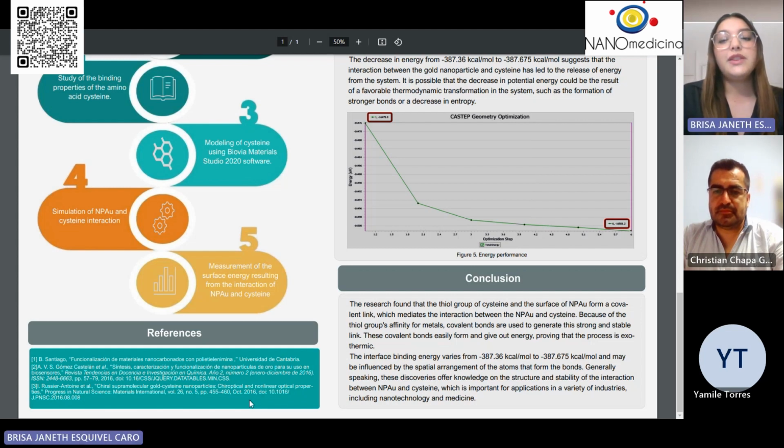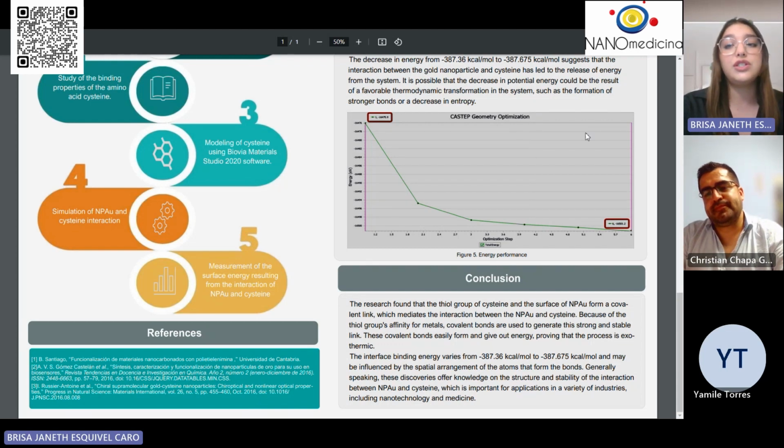This may be caused by the spatial arrangement of the atoms that form stronger bonds and have better stability for the long-term life of our system. Generally speaking, these discoveries offer knowledge on the structure and stability of the interaction between the gold nanoparticles and cysteine, which is important for applications in a variety of industries such as nanotechnology, medicine, pharmaceutics, engineering, etc.